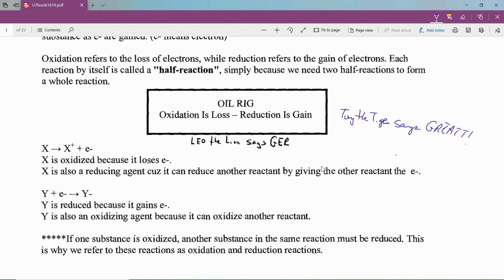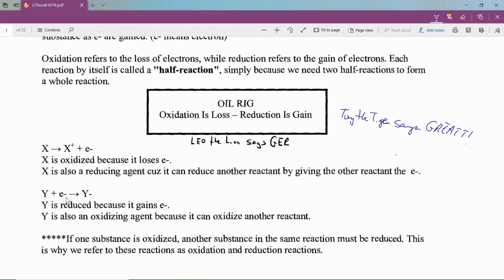Okay, so we have here oxidation. X goes to X plus an electron. So that is showing that the reactant is oxidized. It loses electrons. It becomes an ion. It's also the reducing agent because it can reduce another reactant by giving the other reactant the electron.